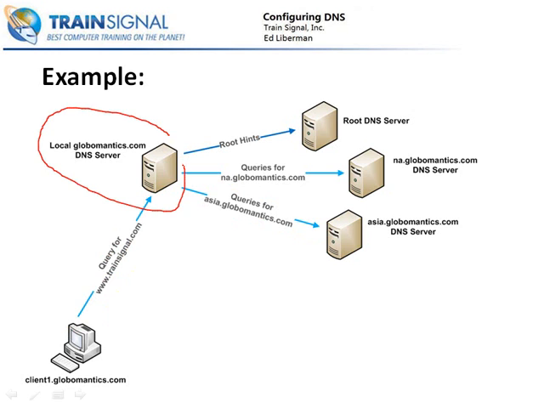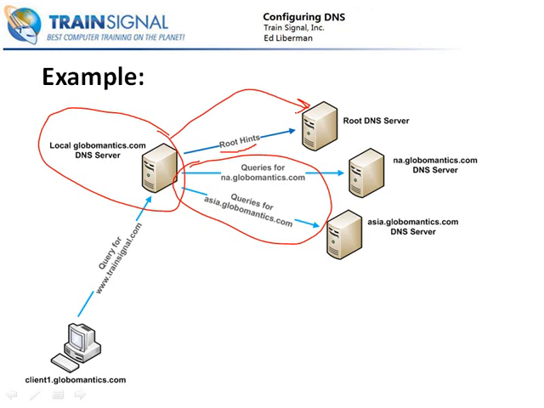This DNS server is not authoritative for trainsignal.com. There are no specific forwarders set up for the trainsignal.com domain. So what we're left with is, let's try our root hints, go out to the root DNS server. The root DNS server is then going to, of course, send back a response saying go ask .com.